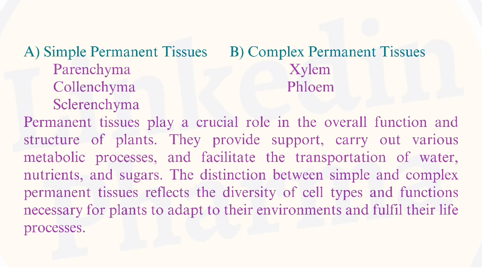A. Simple permanent tissues: parenchyma, collenchyma, sclerenchyma. B. Complex permanent tissues: xylem, phloem. Permanent tissues play a crucial role in the overall function and structure of plants. They provide support, carry out various metabolic processes, and facilitate the transportation of water, nutrients, and sugars. The distinction between simple and complex permanent tissues reflects the diversity of cell types and functions necessary for plants to adapt to their environments and fulfill their life processes.